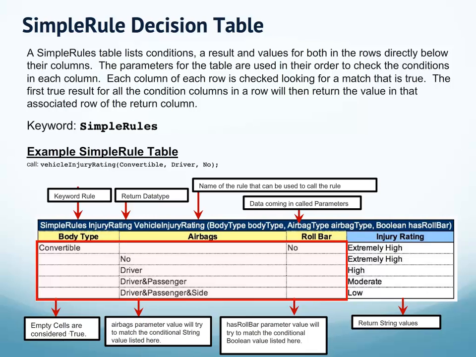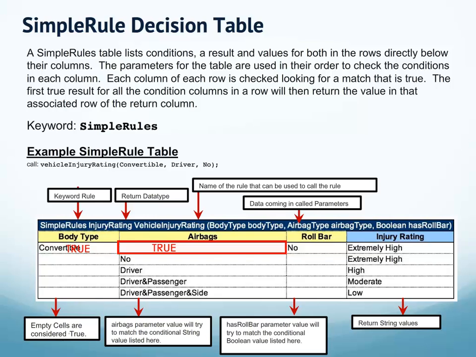Now, underneath of body type, the first conditional value we have is convertible. So your parameter body type, the data that comes in, will be checked against convertible, and convertible is a string type, and so should be the data coming in through body type. Now our next condition is airbags, yet this is an empty cell. OpenL will resolve this as true, so this will be true.